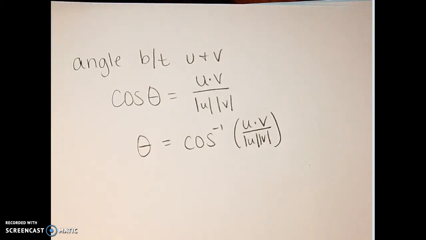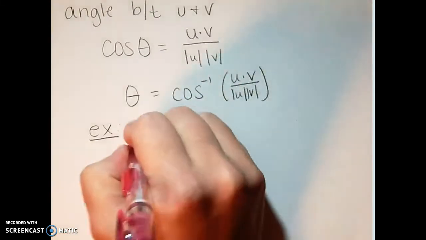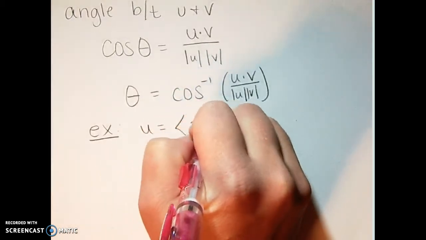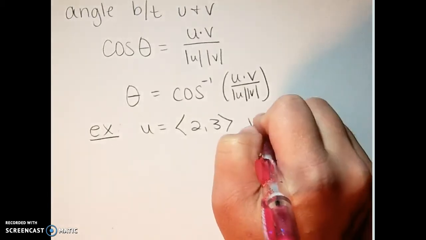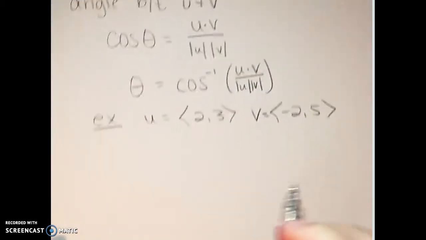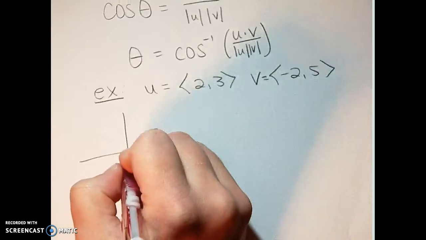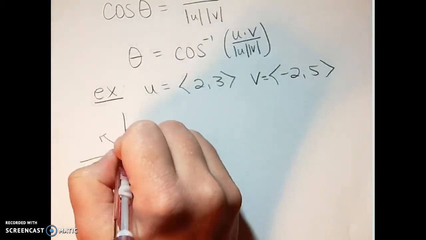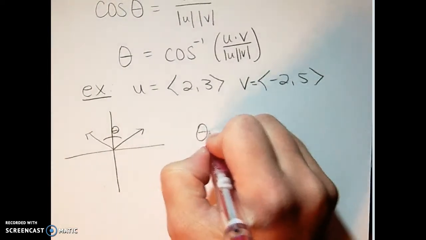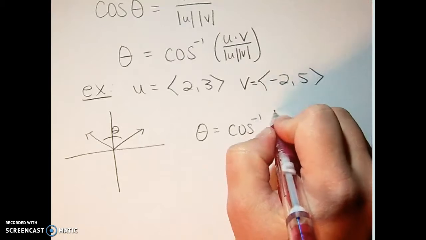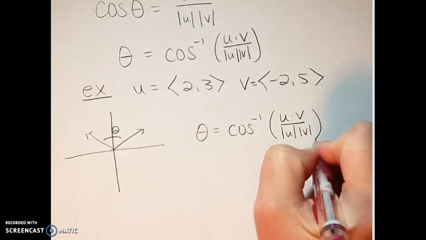Let's do an example. If u is 2, 3 and v is negative 2, 5, I want to know the angle in between these. On a coordinate plane, 2, 3 is kind of right here, and negative 2, 5 is right here. I want to know what this angle is. That's all it's asking. So theta is the cosine inverse of the dot product over the magnitude product, so I have to find all these.